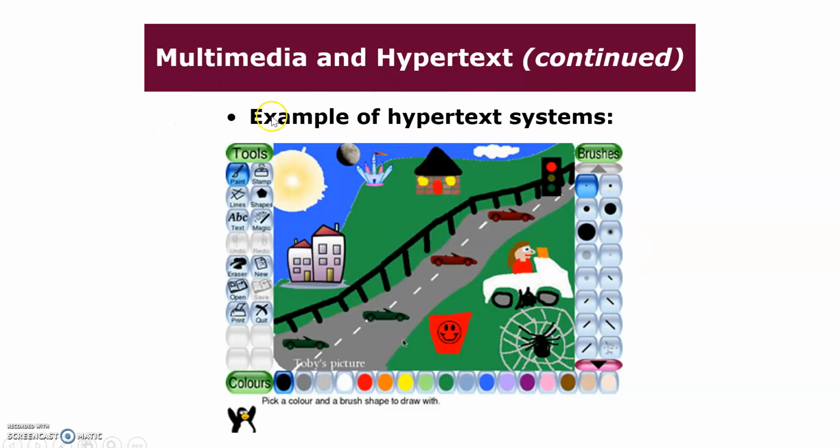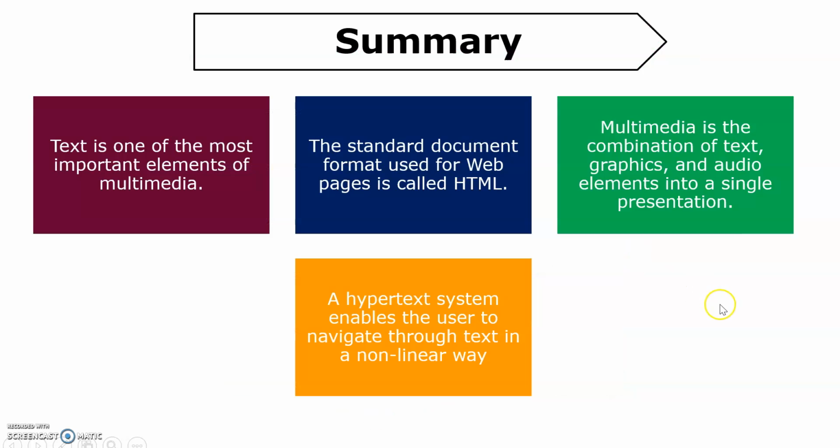So this is the example of a hypertext system. The left side would be the tools for you to choose which tool that you want. And then the right one would be the size of the brushes. And the bottom would be the colors for you to pick to draw with the brush shape.